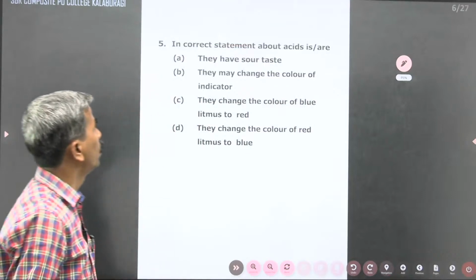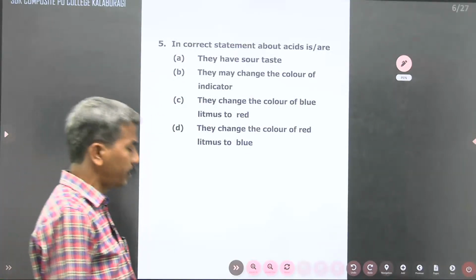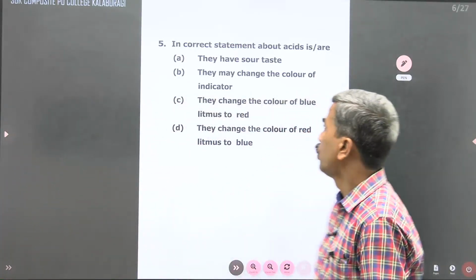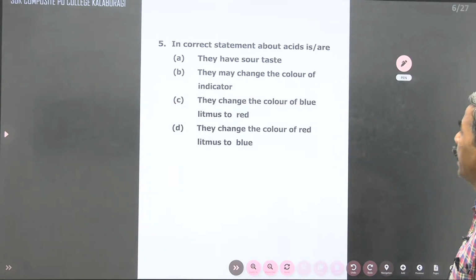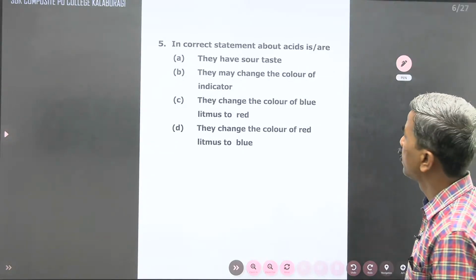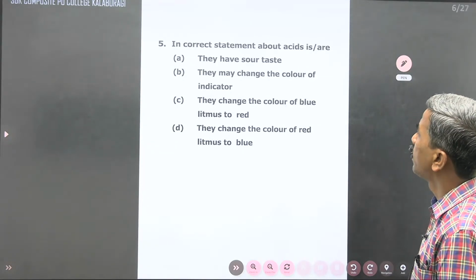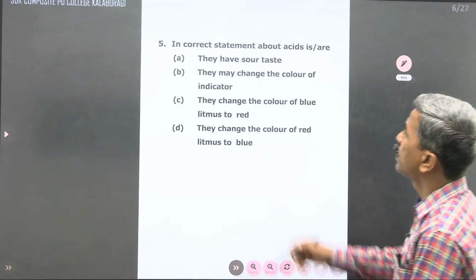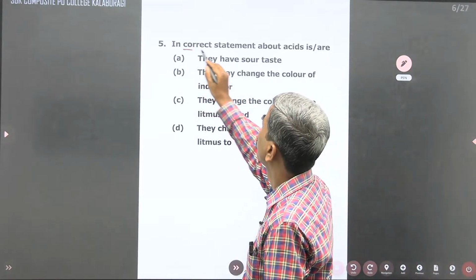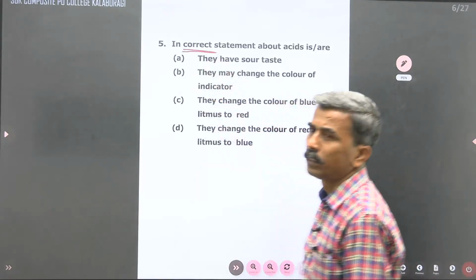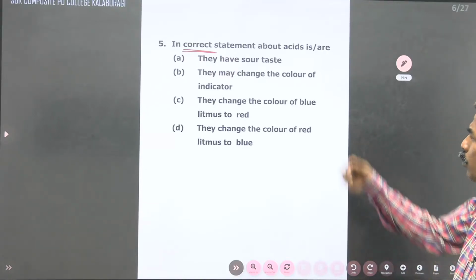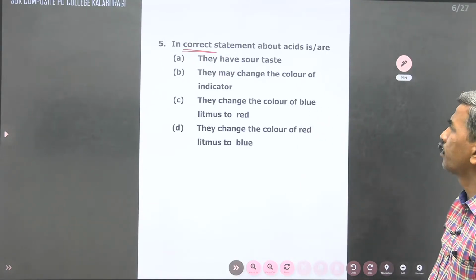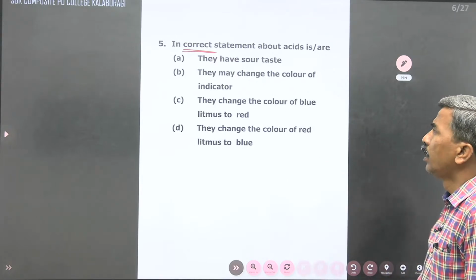Let us move to the next question, question number 5. In this question, they have given some statements. Out of these statements, which is incorrect? Which is incorrect means which is the wrong statement, out of the 4, one or maybe more than one.